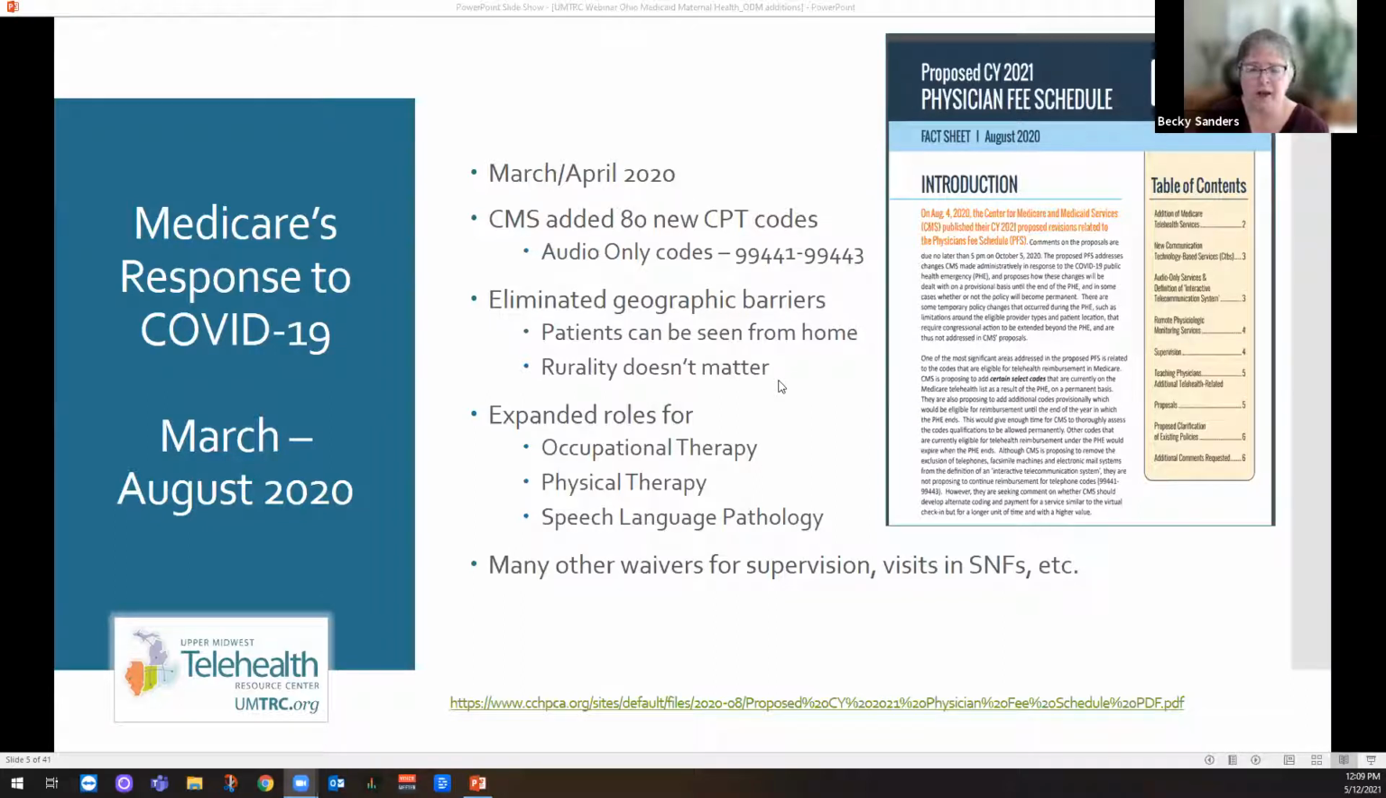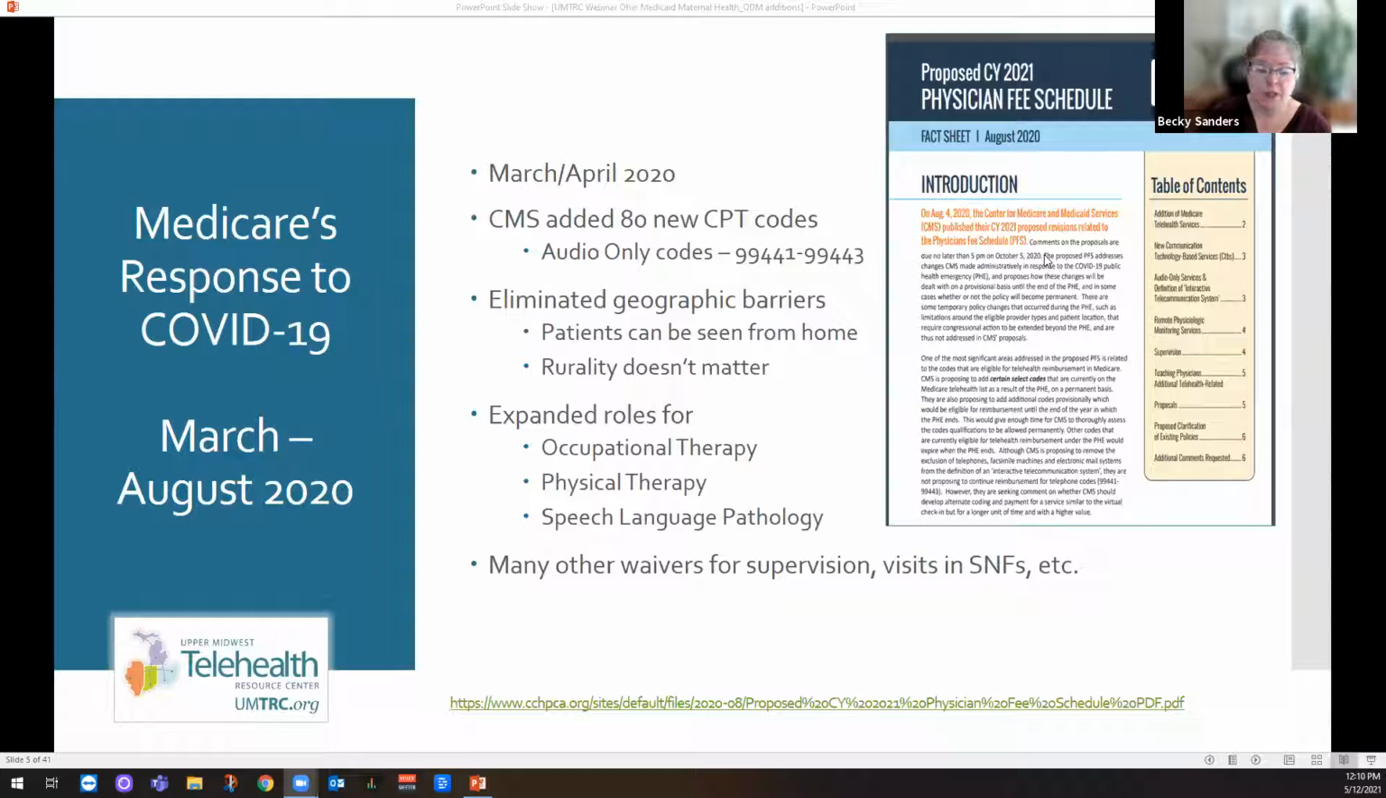There were also a lot of other waivers. If you're interested in the history of all of that, shoot me an email. You can also go to the link on this slide and see the CCHP, which is our National Policy Center, the Center for Connected Health Policy. You can see their fact sheet on all of these changes. But there are other changes for supervision for patients in a hospital, for patients in skilled nursing facilities.